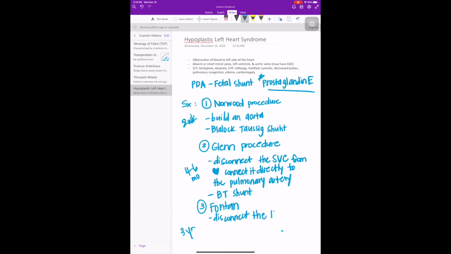Okay, the Fontan. With this one, they're going to disconnect the inferior vena cava from the heart and connect it directly to the pulmonary artery.